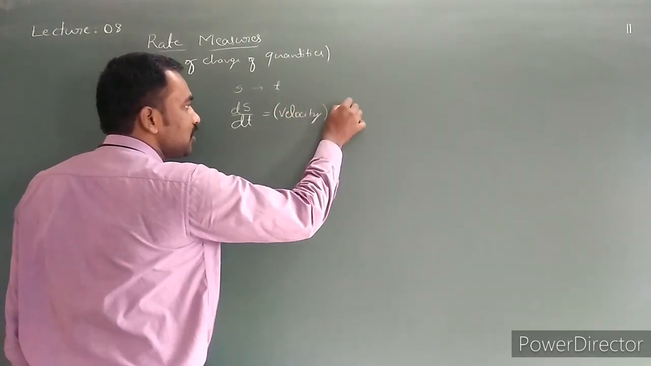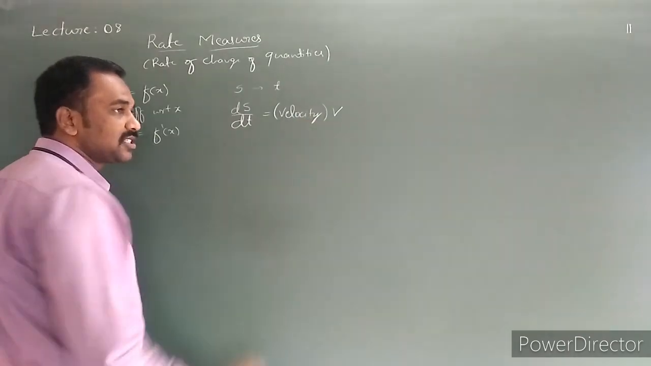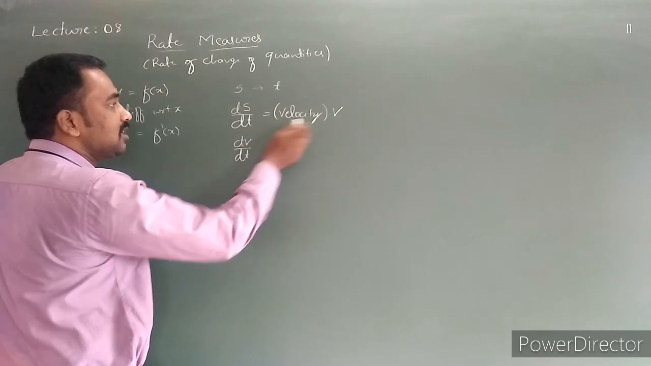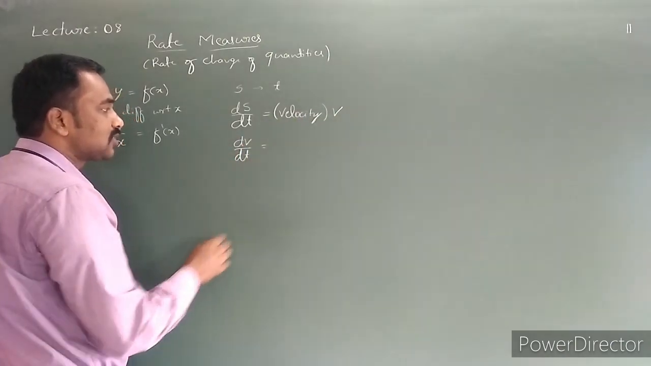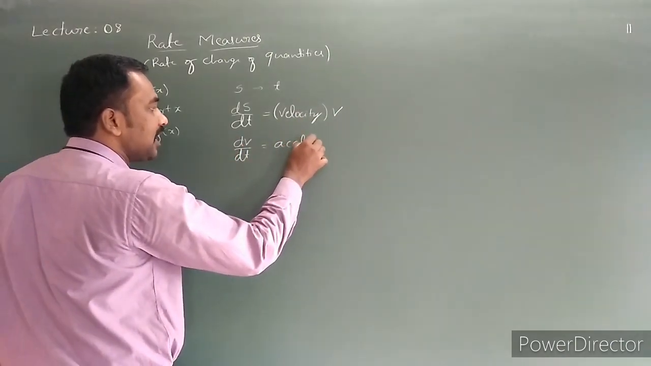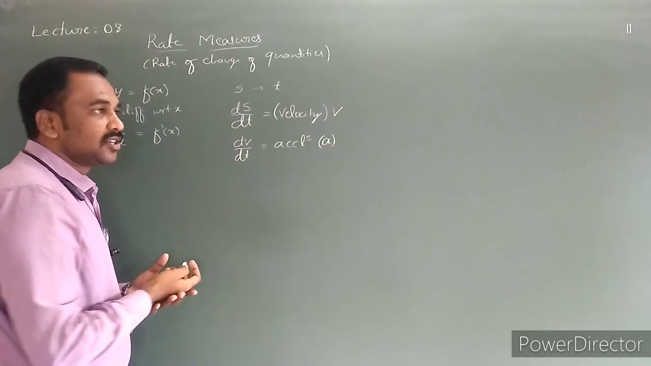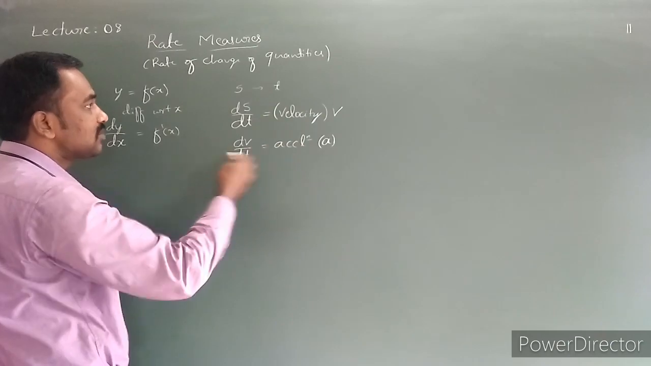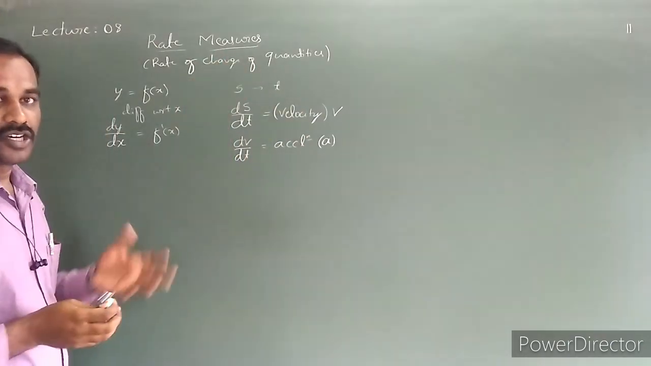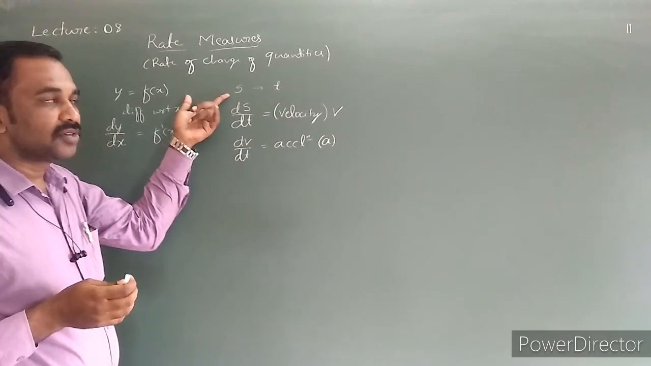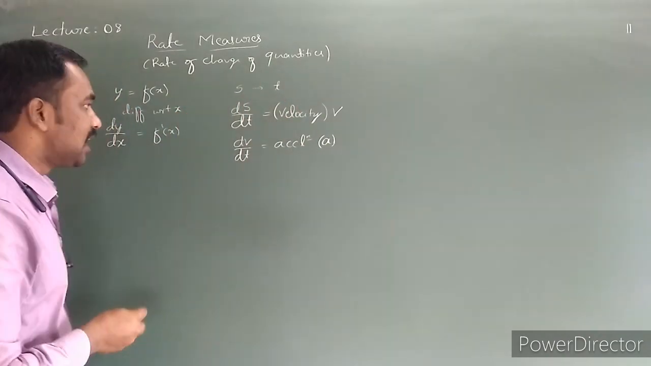Velocity is denoted by v. Then again differentiating with respect to time, we get dv by dt. Differentiating the velocity with respect to time gives acceleration, which is denoted by a. So these are the physical quantities. You should all know that this is the meaning of rate of change of quantities: the rate of change of one quantity with respect to another quantity.